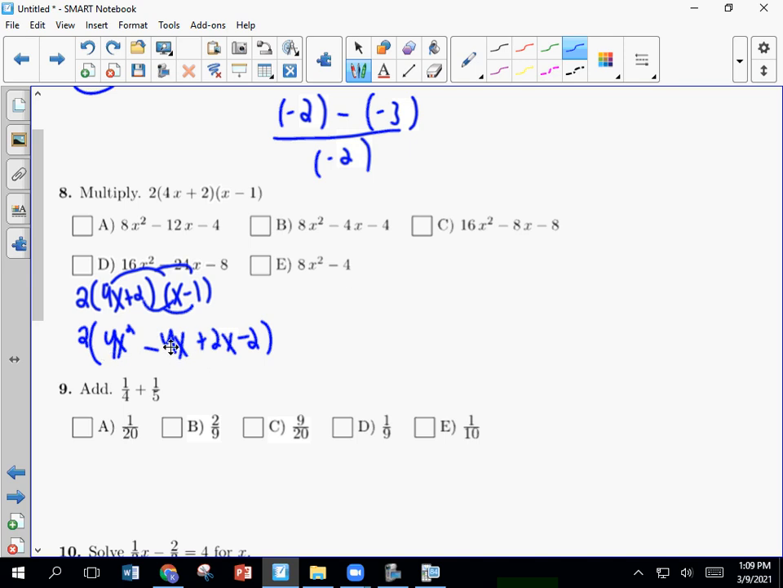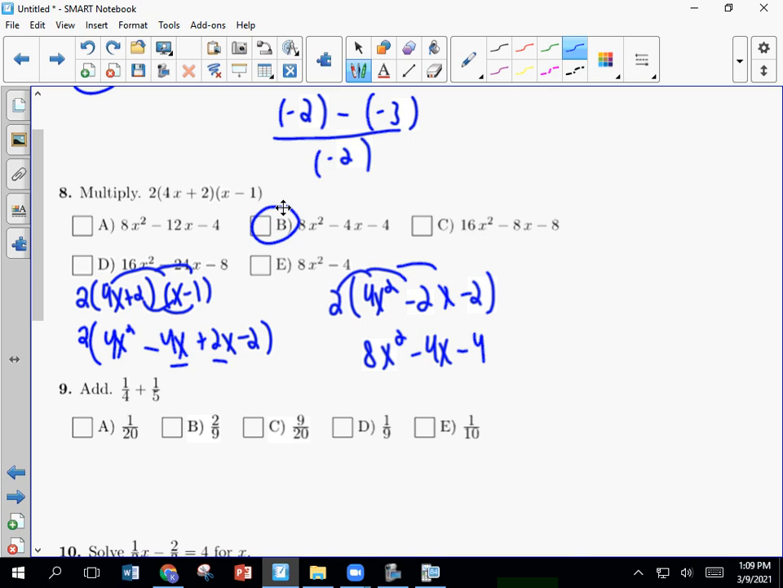Combining like terms in here, you're going to combine negative 4x and 2x, so you're going to get 4x squared minus 2x minus 2, and then you're going to distribute: 8x squared minus 4x minus 4. And so look up here, 8x squared minus 4x minus 4, B is your correct answer.